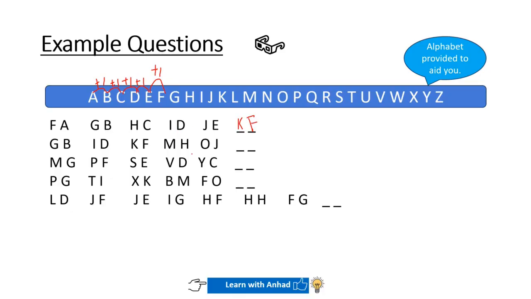Just to tell you, it doesn't always have to be the same sequence for the first letter and the second letter. I'll show you in some other questions. It could be that one time it's +2 in the first letter, and then the second letter is +3. Okay, let's move on to the next question.